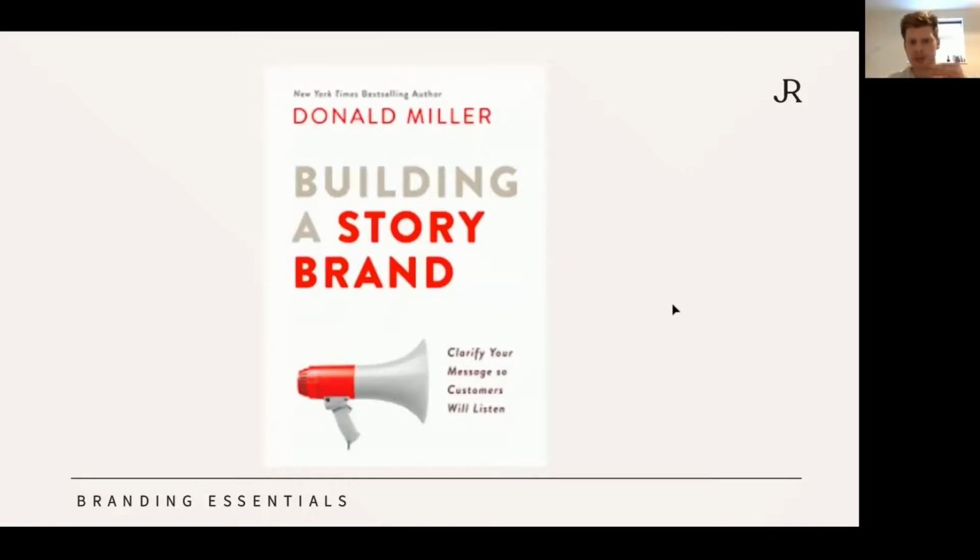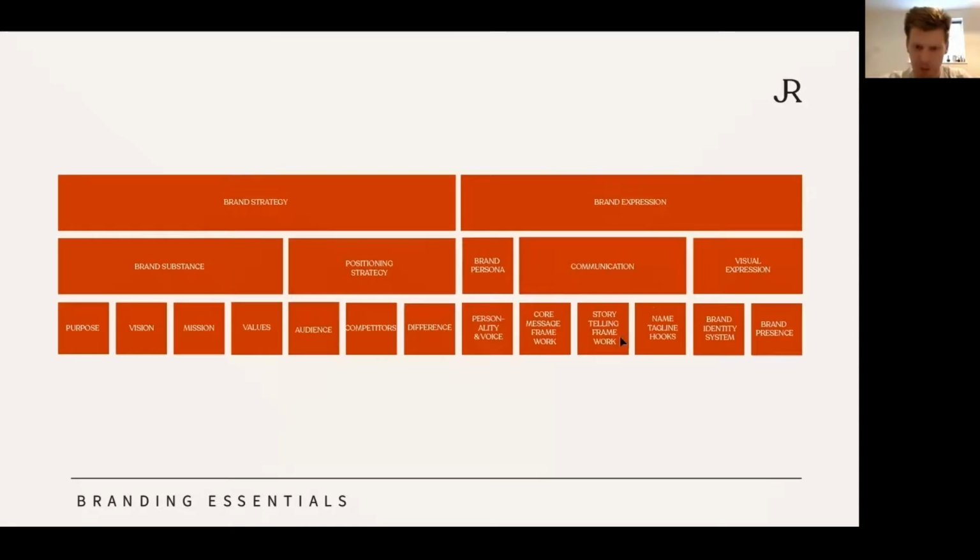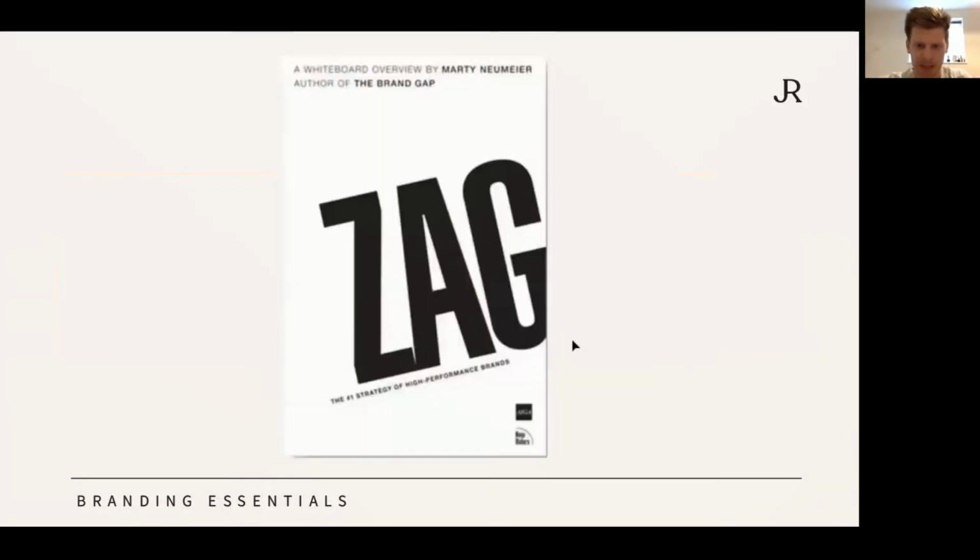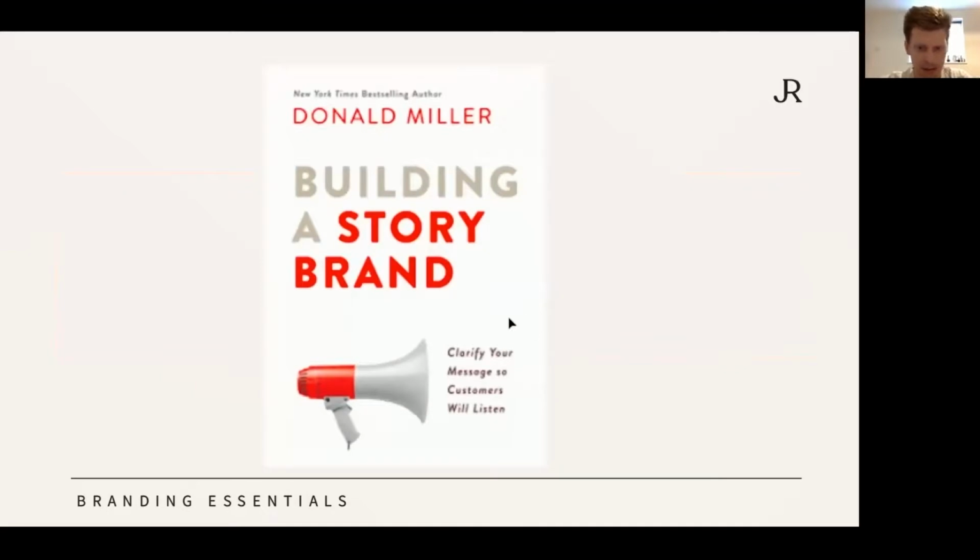Donald Miller's book, Building a Story Brand, is another one I'd hugely recommend. This comes more in the storytelling framework in this section. But again, coming back to the why of your business, why you do what you do, I think if people told their story more, then more people would be particularly loyal to a certain brand, because they understand why it came into existence and what it stands for.